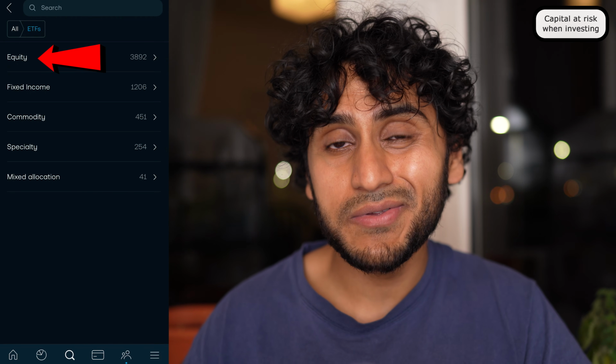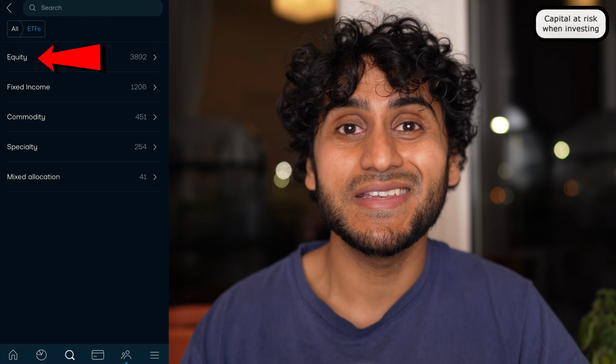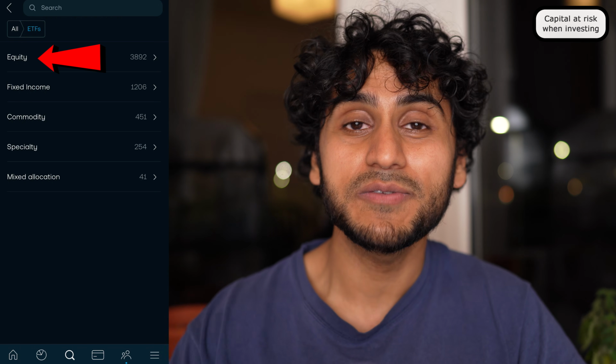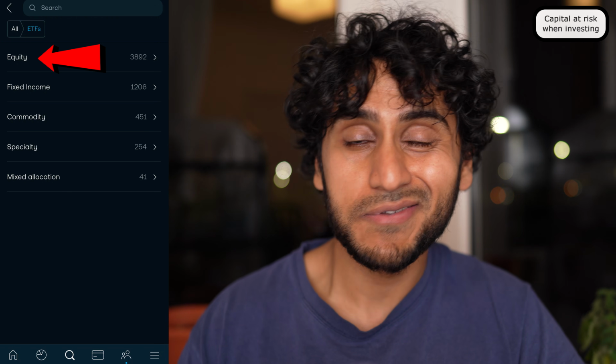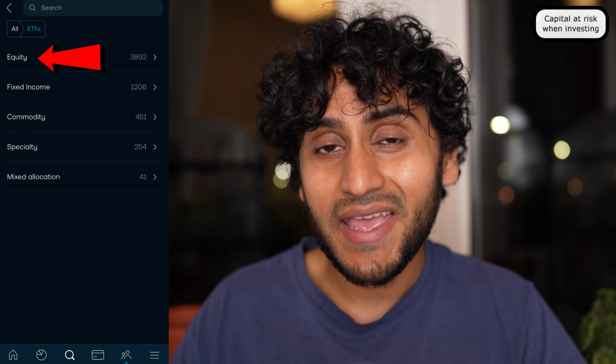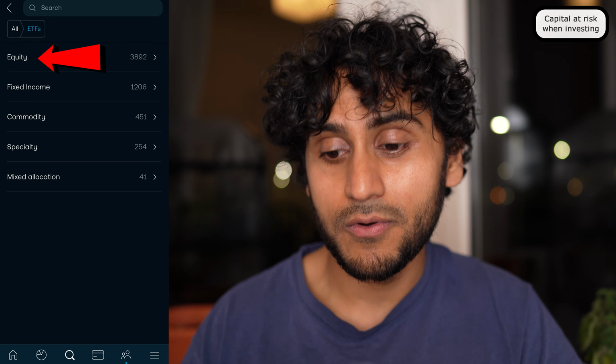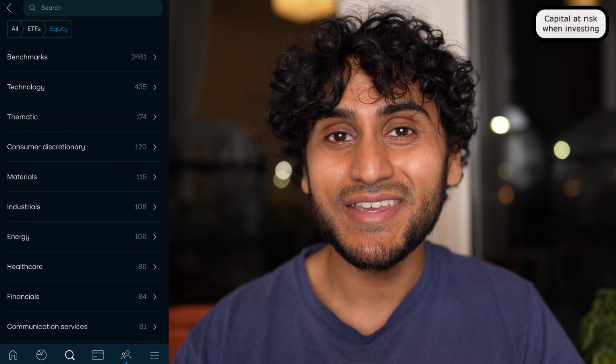The first one is equity, and as a broker, Trading 212 focuses on stocks and shares. And this is essentially what most people mean when they say equity, whichever one you want to use. There are over 3,800 choices that you can make, so let me explain a bit more. When you go into equity, you can see that the list actually diverges and becomes even more confusing.